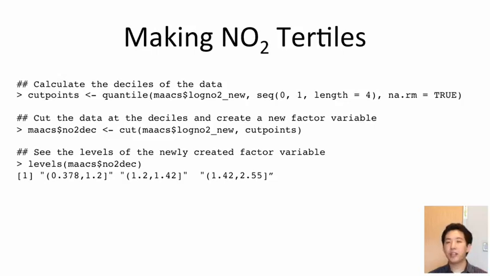And so what the cut function does is it just returns a factor variable where each of the original data points is replaced by its category in terms of which tertile it's in, so in terms of the low, the middle, or the high tertile. So it's a very handy function for when you're using things like lattice or ggplot and you have to categorize continuous variables. So now you can see the levels of this variable. The cut variable has 3 different levels, 0.378 to 1.2, 1.2 to 1.42, and then 1.42 to 2.55. So those are the 3 categories that I've split the NO2 variable into.